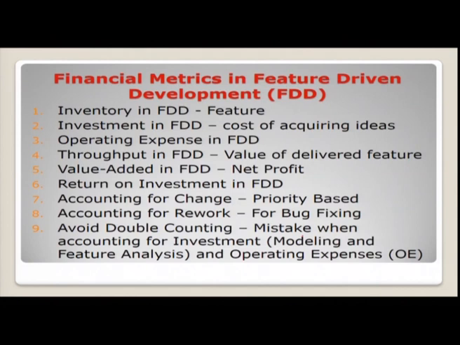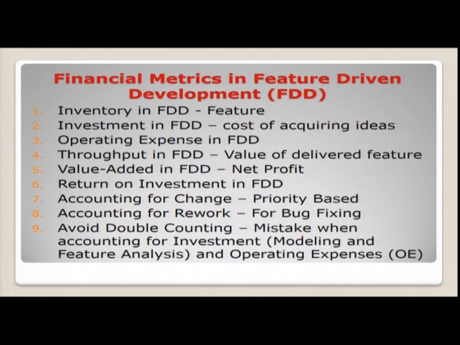It is about the inventory in feature driven development, which speaks about the features. Investment in feature driven development speaks about the cost of acquiring the ideas. Operating expenses speak about the expenses in creating the features. Throughput explains the value of the delivered feature. Value added explains the net profit. Returns on investment in FDD speaks about the ROI.